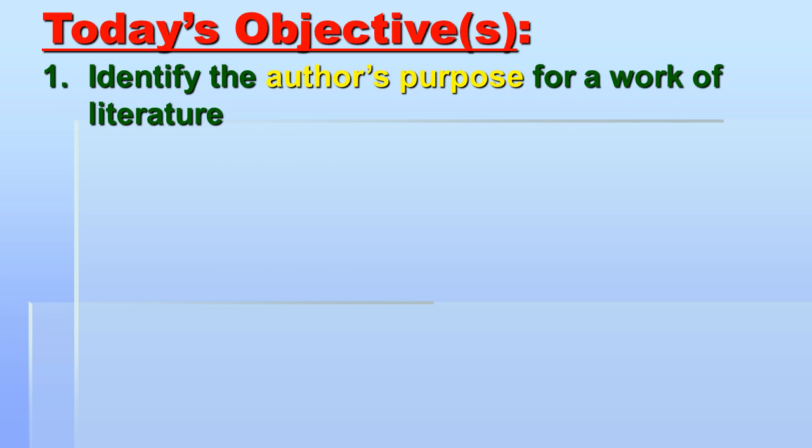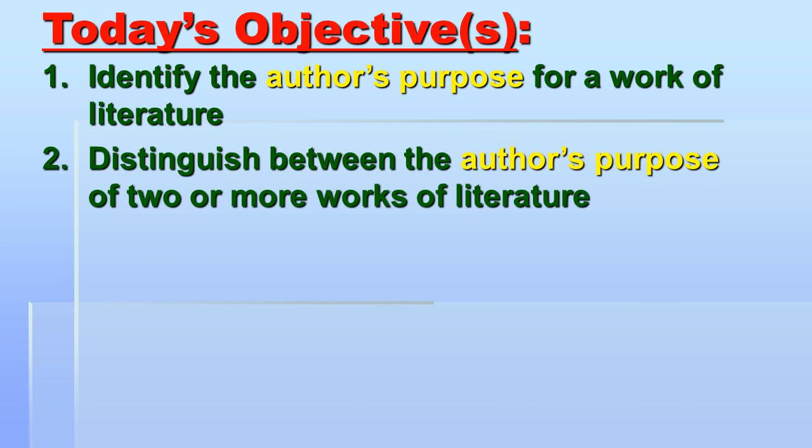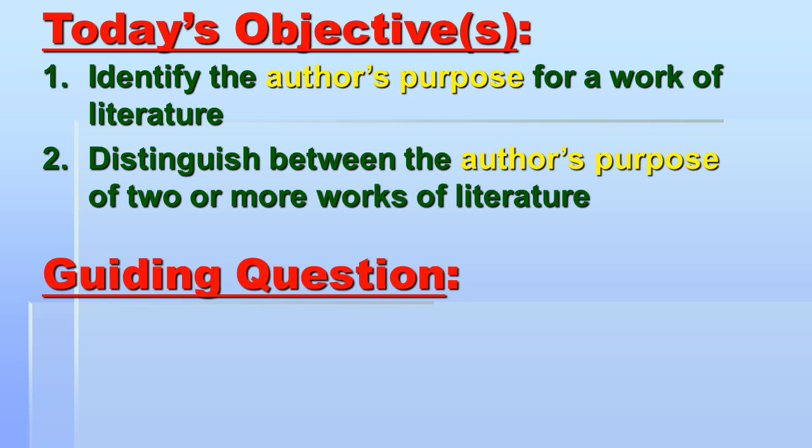Let's talk about today's objectives. There are two of them, but you don't need to write either of them down. Our first objective: we want to be able to identify the author's purpose for a work of literature. And our second objective: we want to be able to distinguish between the author's purpose of two or more different works of literature.